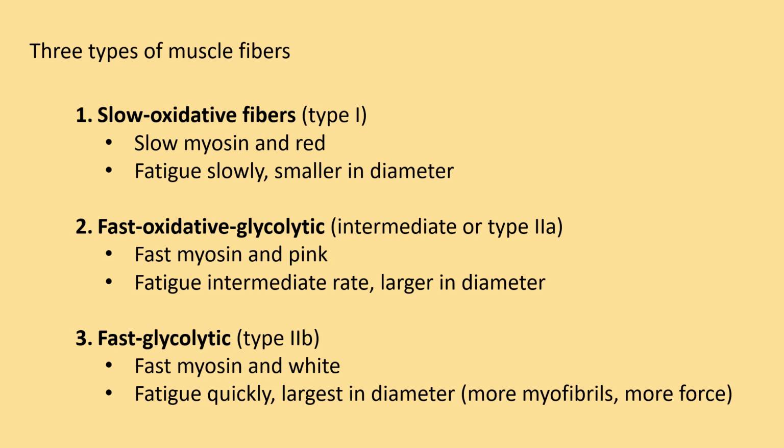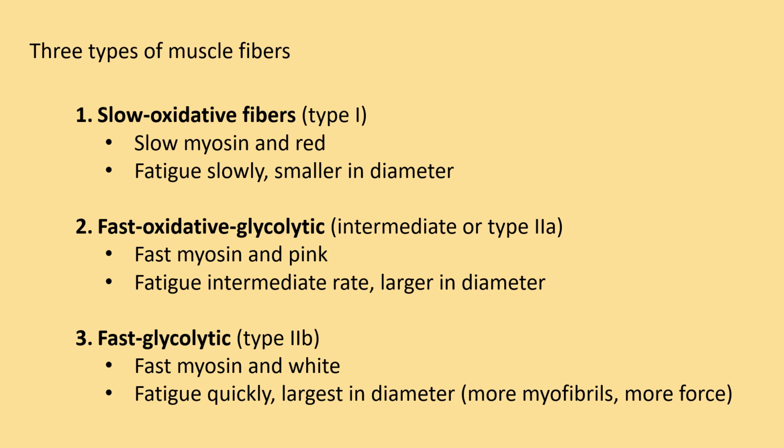So fast glycolytic fibers are the strongest fibers in your body, but they also fatigue quickly. They do glycolysis. They do a little bit of oxidative phosphorylation, but they're not equipped to do a whole lot, so they'll run out of steam quickly. They'll be unable to replenish their ATP supply, so they'll get tired very quickly.